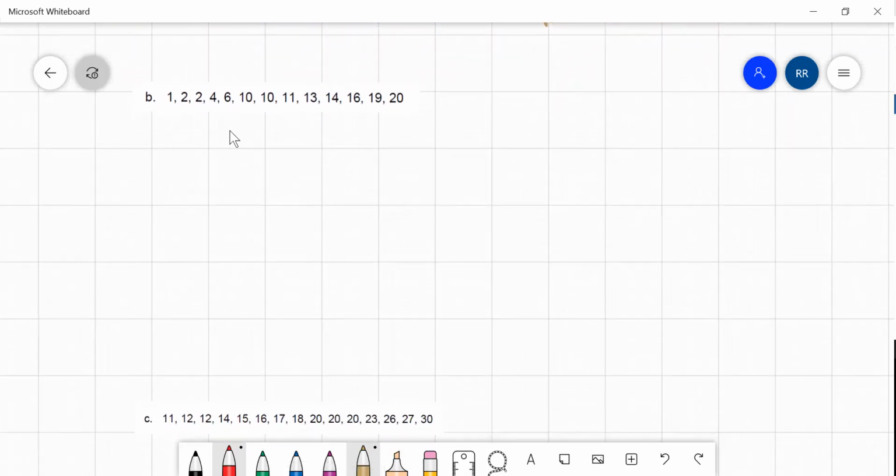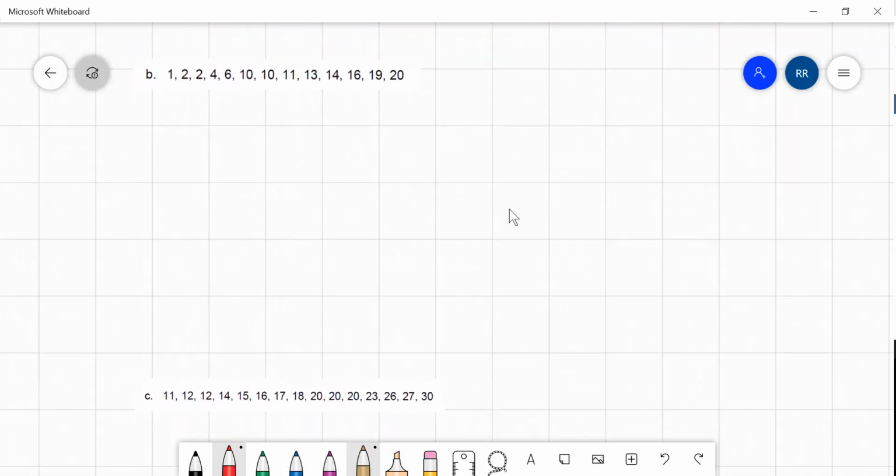Okay, guys. So I have a set of data here, and all of this data has been ordered: 1, 2, 2, 4, 6, 10, 10, 11, 13, 14, 16, 19, and 20. Let's start from the easiest part first. The easiest part is the mode. It's quite easy. The mode is the data that comes up the most. This 2 comes up 2 times, and 10 also comes up 2 times.